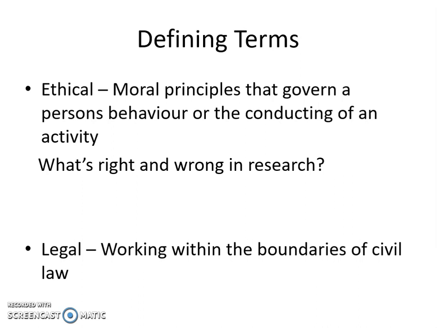So there are many different issues that can be found in a researcher's study, but these issues mainly fall into two categories, and these are ethical issues or legal issues. Now, ethical issues, or ethics in general, can be defined as the moral principles that govern a person's behaviour or the conducting of an activity. And it basically defines what's right and wrong when doing research.